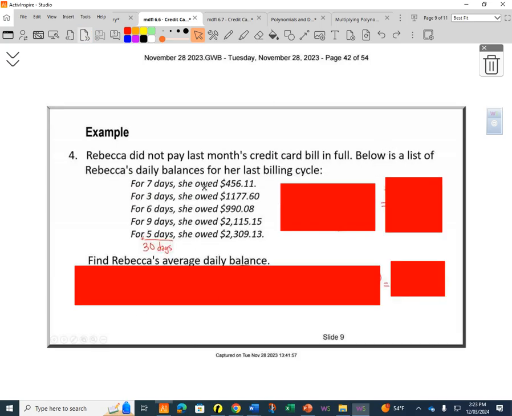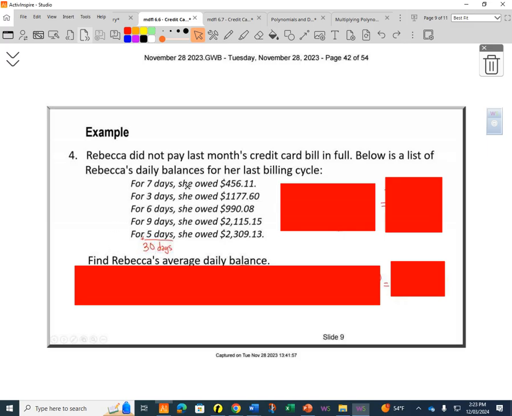So average daily balance is what this one example is talking about. Rebecca did not pay last month's credit card bill in full. Below is a list of Rebecca's daily balances for her last billing cycle. So for the first 7 days, and this billing cycle has 30 days in it. So some have 30, some have 31. I think there may even be some that have 28. You can look on your statement and see how many days are in your billing cycle.